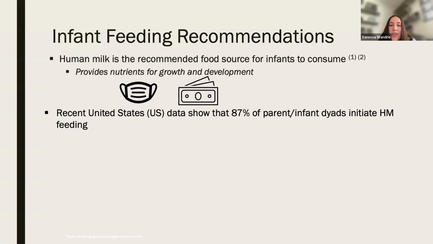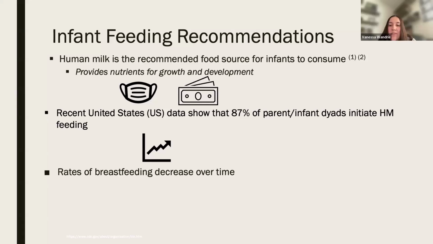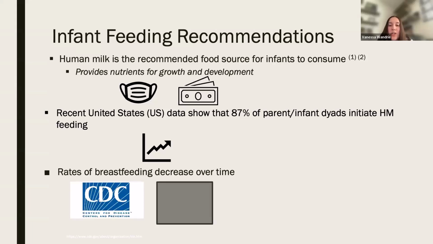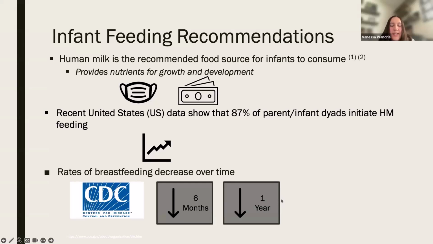Recent U.S. data show that 87% of parent-infant dyads initiate human milk feeding. This is an increase in initiation compared to previous years. For 1999 to 2000, initiation was 68%. Even with these recommendations, however, few infants get fed for the recommended duration periods. For instance, the CDC reported that for babies born in 2020, breastfeeding rates decreased from 83% initiation to 58% at 6 months and 37% at 1 year.